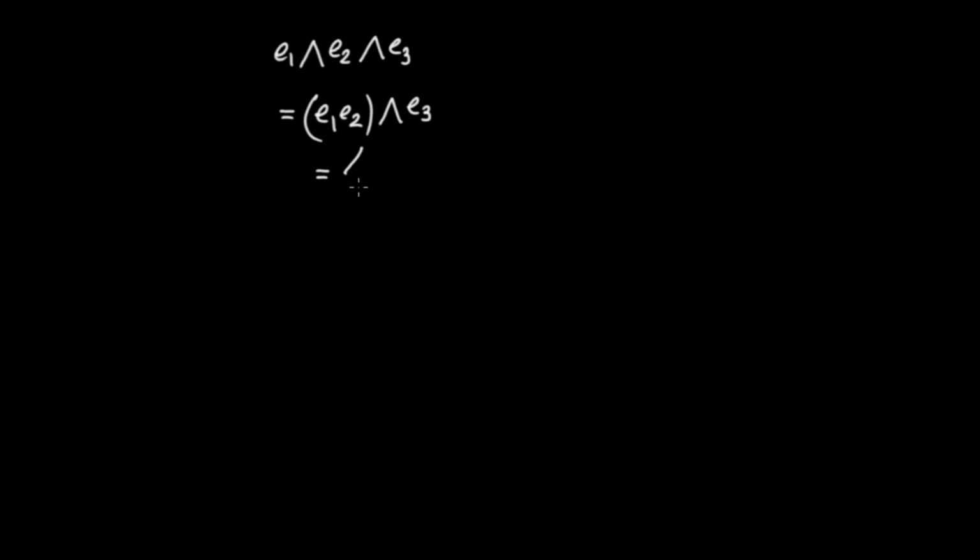And according to the definition, this is the grade 3 part of the geometric product between E1 E2 and the vector E3. And you just take a look. That geometric product is only a grade 3 part. So this is E1 E2 E3. So we have, as we expected, E1 wedge E2 wedge E3 is equal to E1 times E2 times E3.